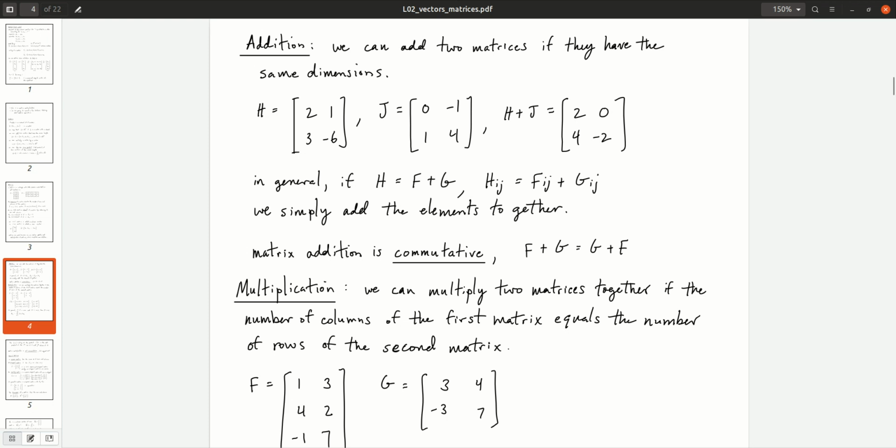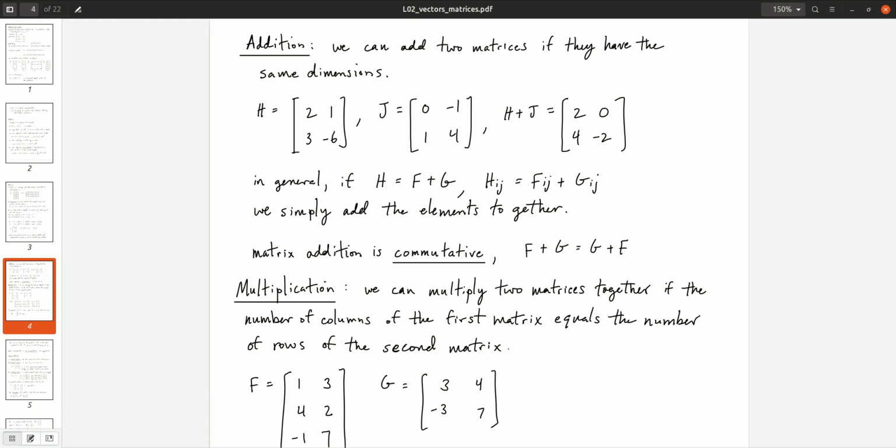So to get the 1, 1 entry of H plus J, we just do 2 plus 0. To get the 2, 1 entry, we do 3 plus 1 to get 4. To get the 1, 2 entry, we do 1 plus minus 1 to get 0. And to get the 2, 2 entry, we do minus 6 plus 4 is minus 2.